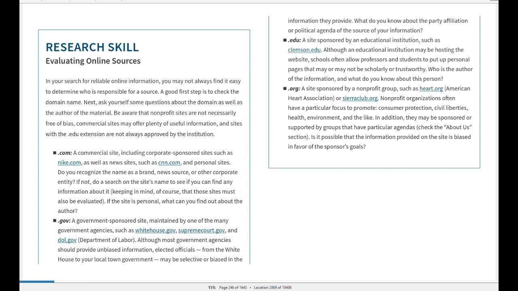.org, a site sponsored by a nonprofit group such as Heart.org, the American Heart Association, or SierraClub.org. Nonprofit organizations often have a particular focus to promote consumer protection, civil liberties, health, environment, and the like. In addition, they may be sponsored or supported by groups that have a particular agenda. Check the About Us section. It is possible that the information provided on the site is biased in favor of the sponsor's goals.